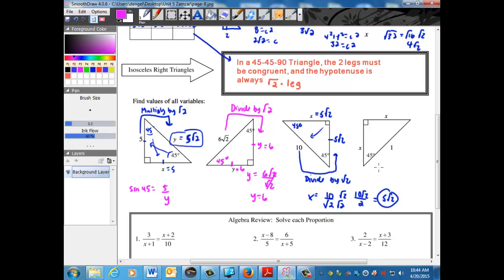Alright, and then to our last problem, if we have x and x, this is 45 degrees here and here. Again, we're moving from hypotenuse to leg, so we're going to divide by rad 2. So x is equal to 1 divided by rad 2, multiply by rad 2 over rad 2 to clear up the square root on the bottom, and we get rad 2 over 2 is equal to x.